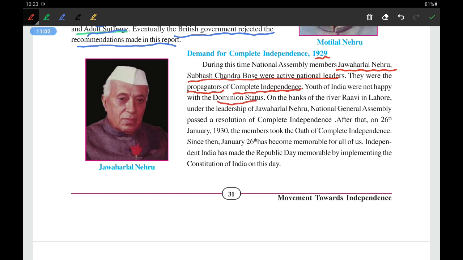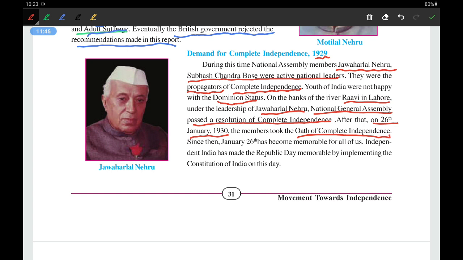They wanted complete independence. On the banks of the River Ravi in Lahore, under the leadership of Jawaharlal Nehru, the National General Assembly passed the resolution of complete independence. After that, on 26th January 1930, the members took the oath of complete independence. They said they would wait if the government gave dominion status, but if not by 1929, then they would ask for complete independence. And on 26 January 1930, they took the oath of complete independence.